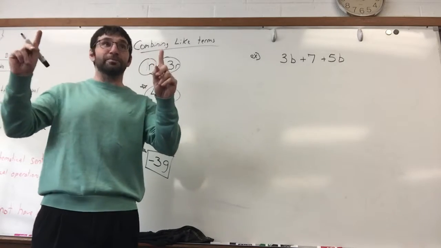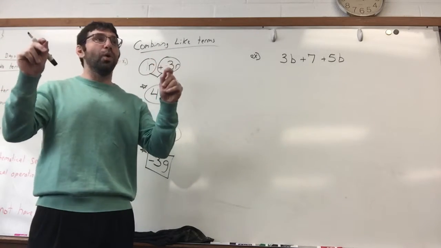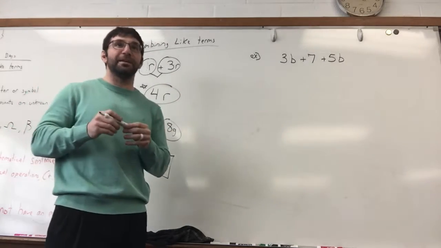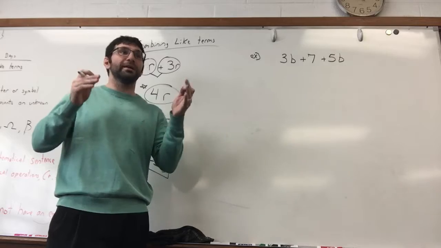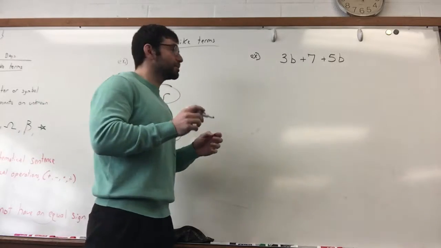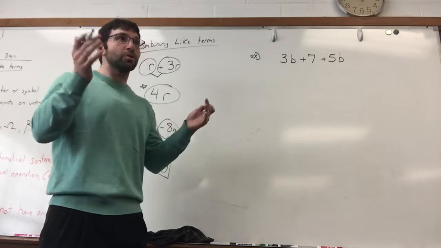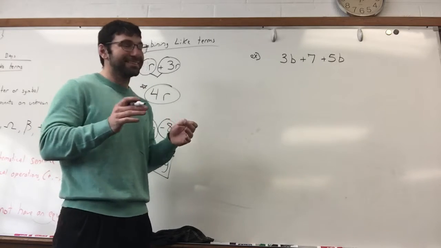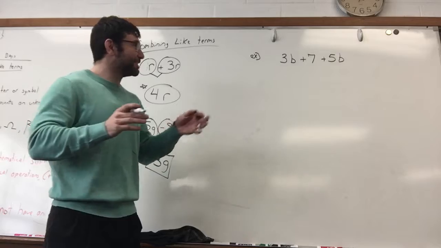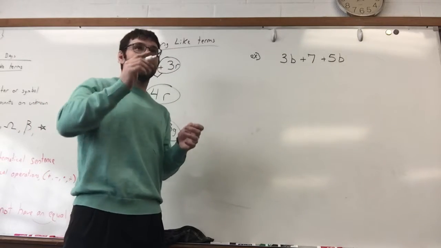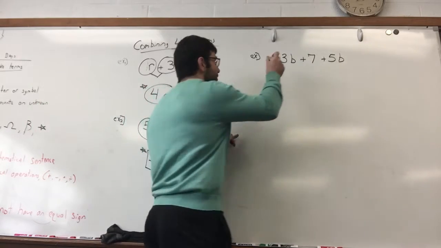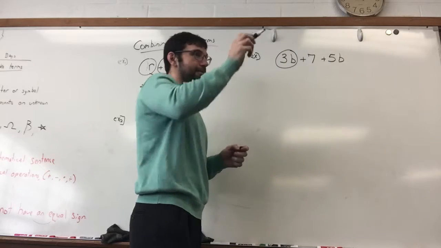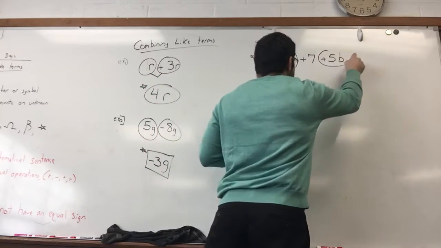Okay, now here's my question. What can we combine out of 3b plus 7 plus 5b? What are we allowed to combine, Ryan? Just the bees. So what bees can we combine? Izzy? 3b. And positive 5b.